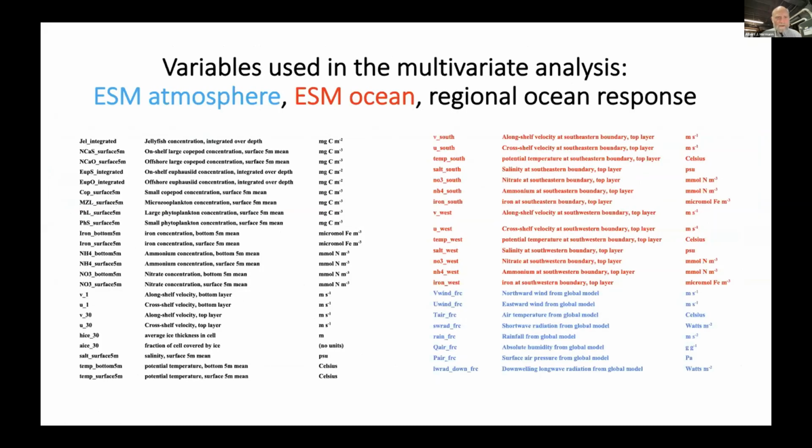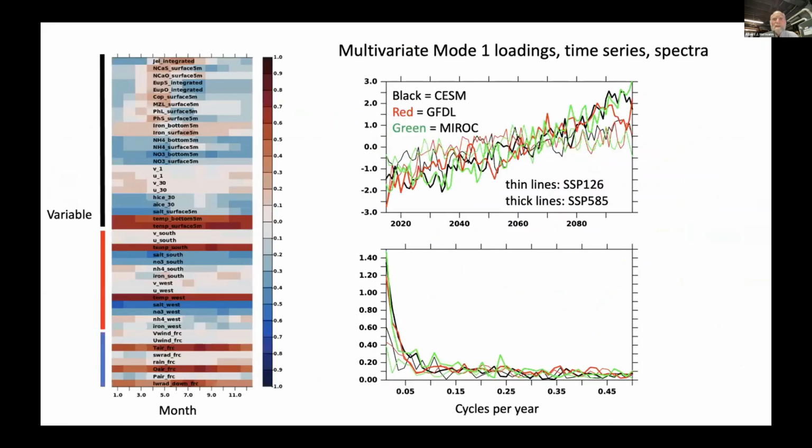There are a variety of variables generated by the regional model that we could enter into this analysis. This just shows ones that we used in the multivariate method, some having to do with the regional model, some with the boundary conditions, and some with the atmospheric forcing. This shows the leading multivariate factor that we obtained using that method.